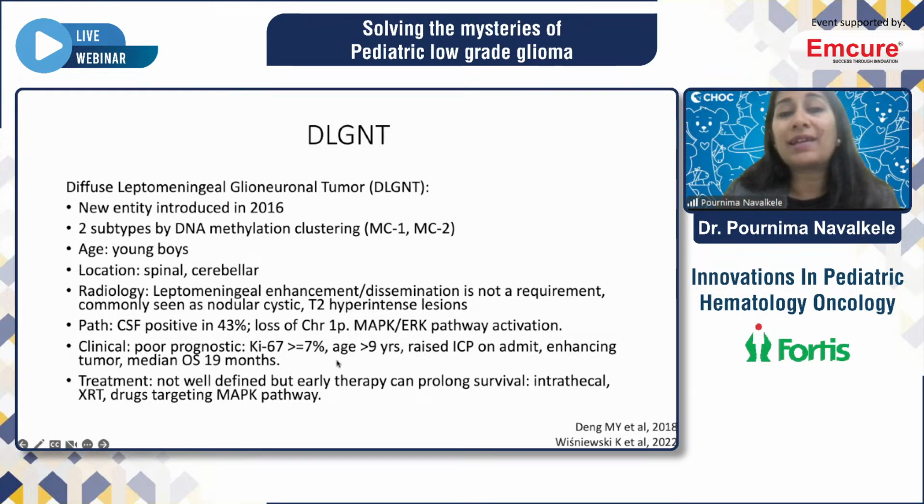When the patient has high Ki67 under the microscope, which is basically high proliferative index, more than 7%, age more than 9, raised ICP or hydrocephalus related symptoms on admission, and enhancing tumor on MRI scan, the prognosis is pretty poor, and the median overall survival is around 19 months.